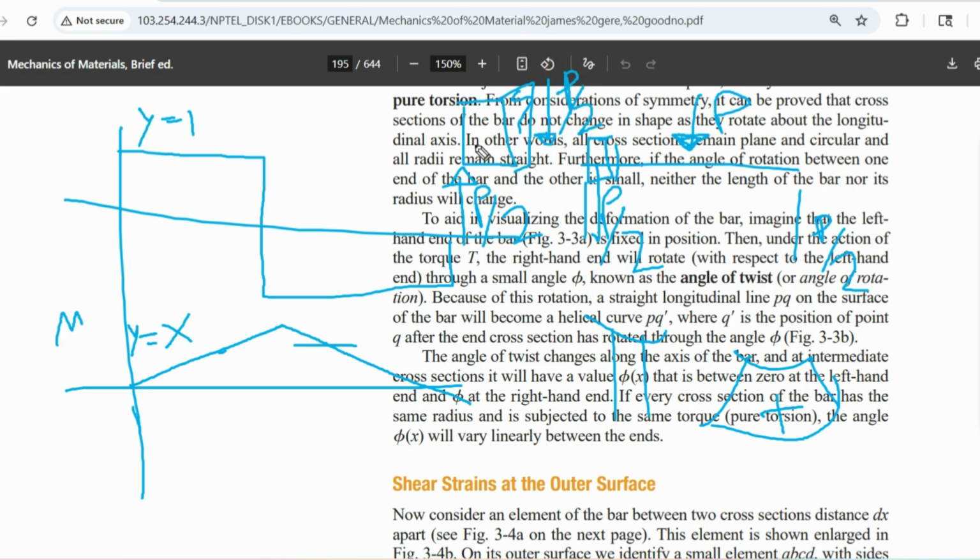And look at these forces. They're causing this thing to rotate in a clockwise motion. So that's going to be positive. We're going to say that's positive.